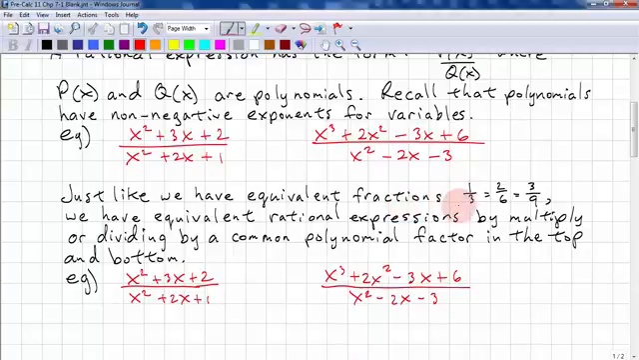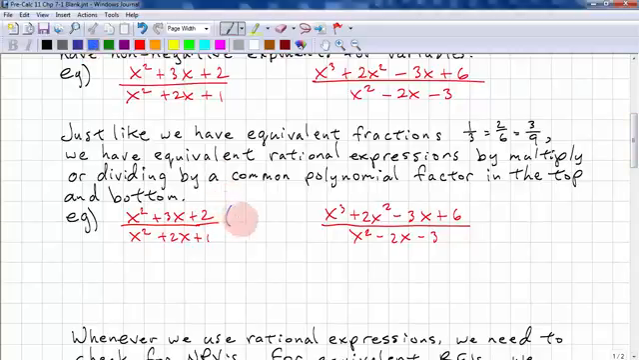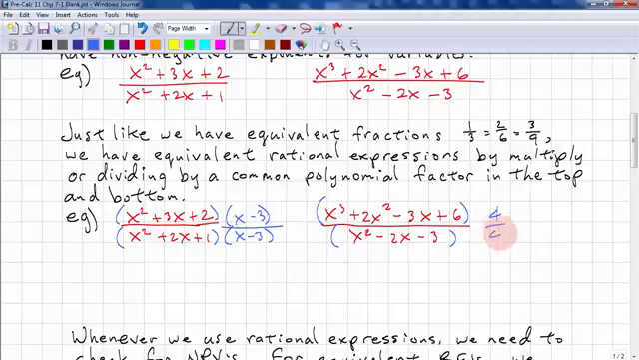And just like we have equivalent forms of fractions, 1/3 equals 2/6 equals 3/9, we have equivalent rational expressions by multiplying or dividing by a common polynomial factor in the top and bottom. So if we multiply this by x minus 3 over x minus 3, we're multiplying by 1 because anything over itself is 1. And we want to add brackets here to make everything clear that we're multiplying a polynomial by another polynomial. Here, we can make another equivalent rational expression by multiplying by constants. 4 over 4 is 1, so we're not changing the expression.